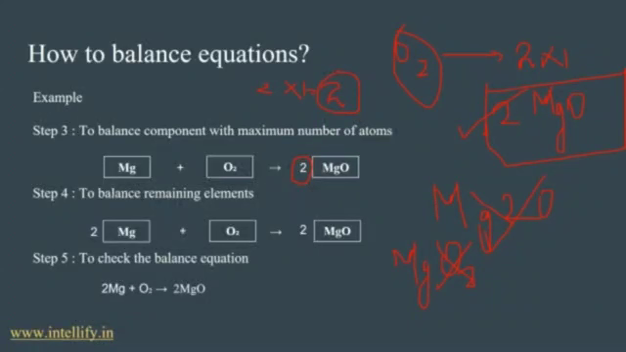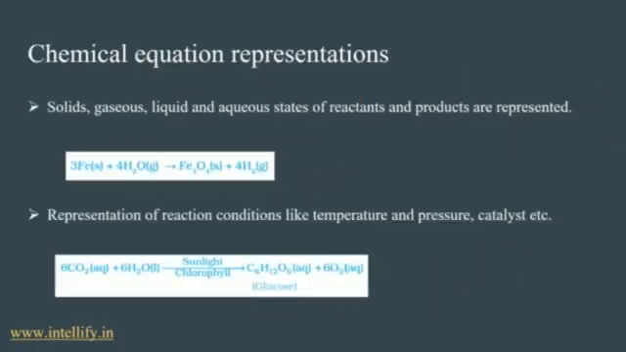Next, if you are having 2 times MgO here, right? So what you are going to do is, on the left hand side, you initially had only 1 Mg. So now 1 into 2 will give you 2 times Mg plus O2 equal to 2 MgO. Now the chemical equation is completely balanced. That is, 2 Mg plus O2 gives you 2 MgO. So we have seen how to balance a chemical equation.